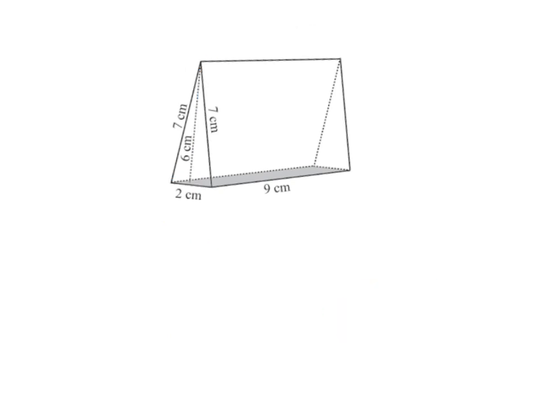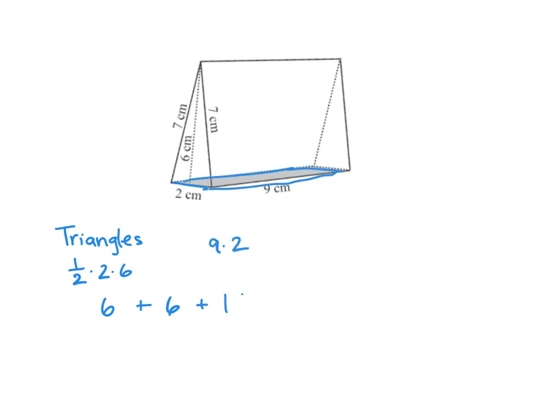Now for surface area, that just means we need to find the area of every surface. So I'm going to look at my triangles first. So 1/2 base times height, and so that would be an area of 6, but I have 2 triangles, so I have 2 ends. Then I would look at the bottom, which is a 9 by 2, which is 18.